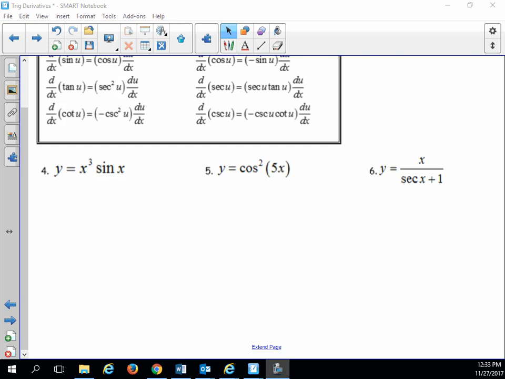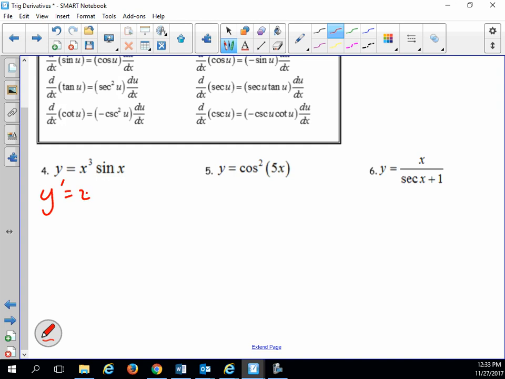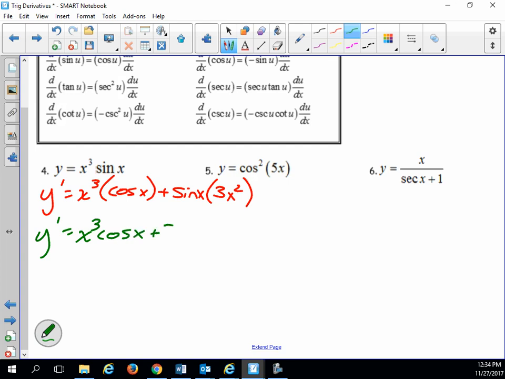Okay, so hopefully you've done these. I'm going to quickly do these so that you see your answers. First times the derivative of the second plus second times the derivative of the first. Y prime equals x cubed cosine x plus 3x squared sine x. Totally fine with that, by the way.